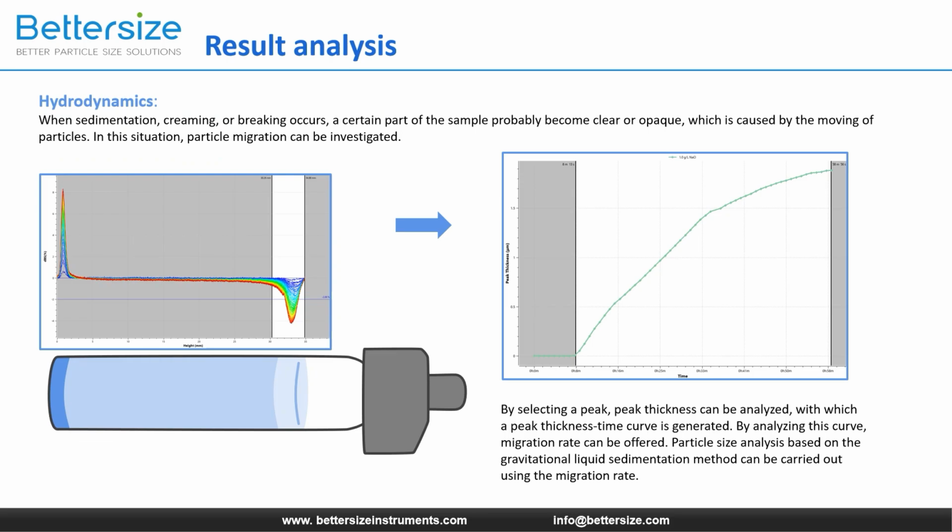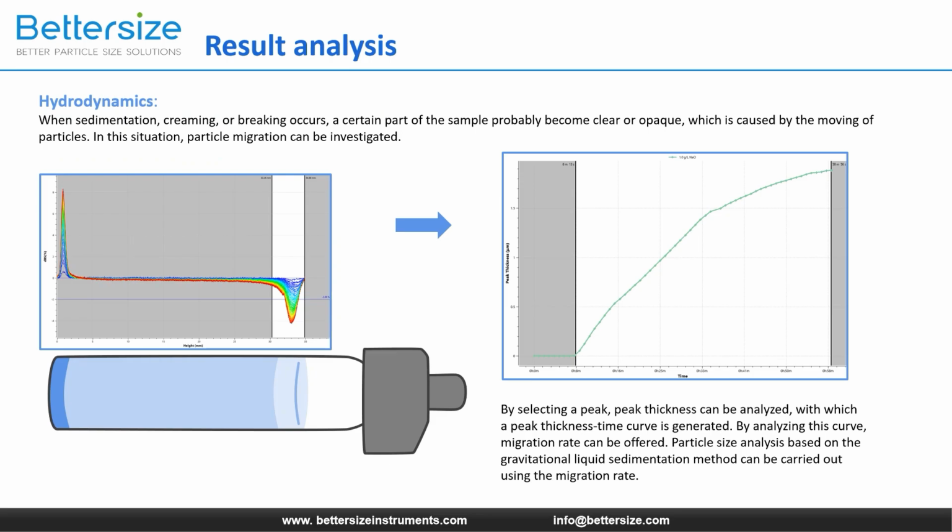Particle migration can be studied when sedimentation, creaming, or breaking occurs, because these phenomena are caused by particle moving. I will use sedimentation as an example to explain how to obtain the particle migration rate. There are two characteristic peaks in the spectrum, one for the opaque layer and one for the clear layer.